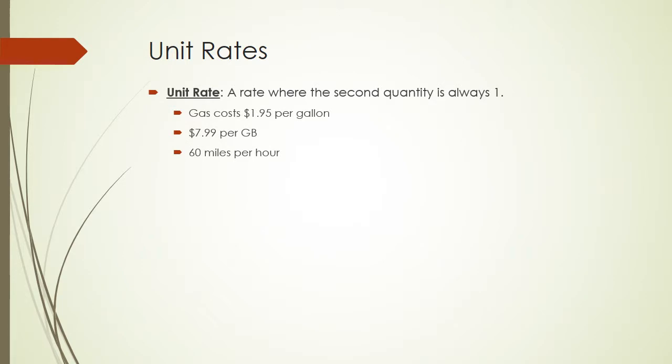Hopefully you've heard the word unit rate before, but a unit rate is a rate where the second quantity is always 1. Remember, a rate is simply a comparison of two quantities that have different units. Some examples of unit rates would be the cost of gas being $1.95 per gallon. A cell phone company might charge $7.99 per 1 gigabyte of data used. And the speed limit on the highway might be something like 60 miles per 1 hour. All of those rates compare to 1, so they are called unit rates.